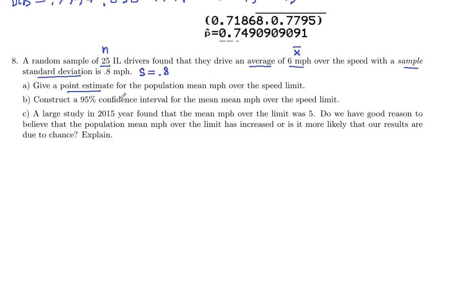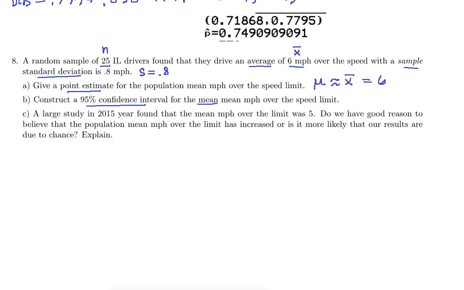We want a point estimate, 95% confidence interval, and then we want to answer a question here. So our point estimate, part A here, our mean can be estimated by X bar, our sample mean. So our population mean estimated by our sample mean, which is 6. So no calculation there. The sample statistic is an estimate of the population parameter.